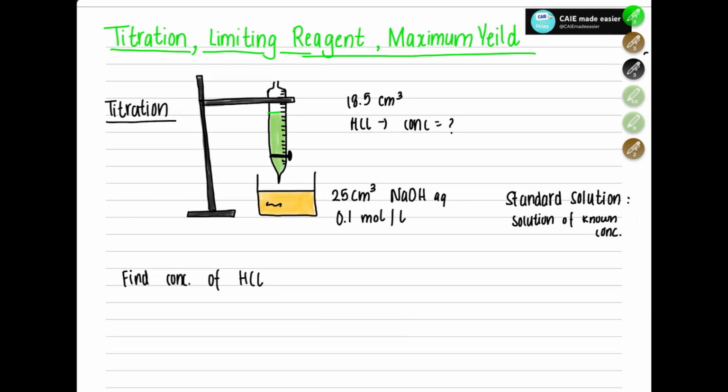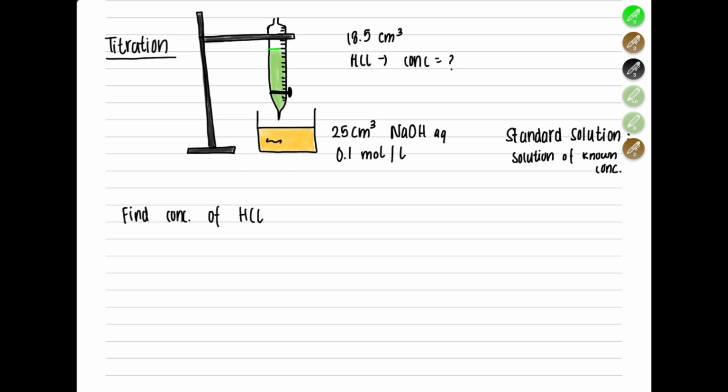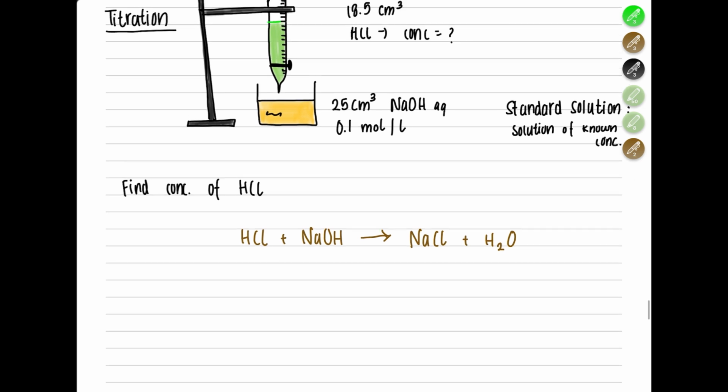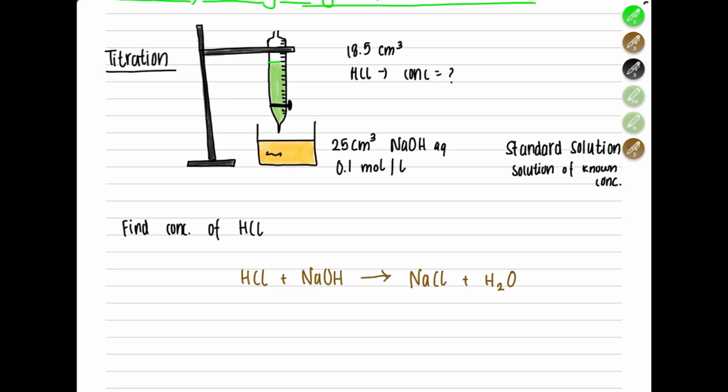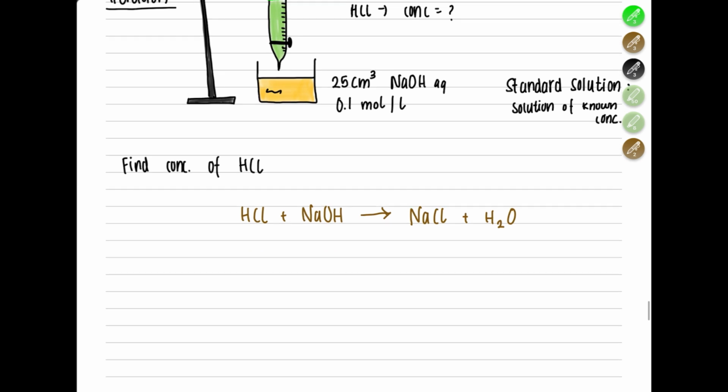Now we have to follow certain steps, and this is very easy, but this is a very important concept. First step that we have to do is we have to write the equation. First, let's find the moles. Based on all the information that we have, we can only find the moles of sodium hydroxide. This is going to be 0.1 moles per liter multiplied by 25. Remember, this is centimeter cube. Convert this into liters or decimeter cube. Divide by 1000, and we get 0.0025 moles.